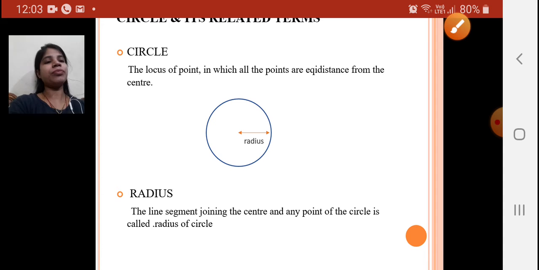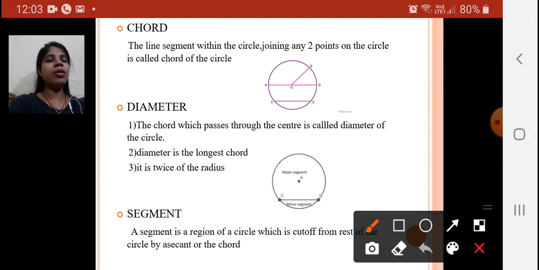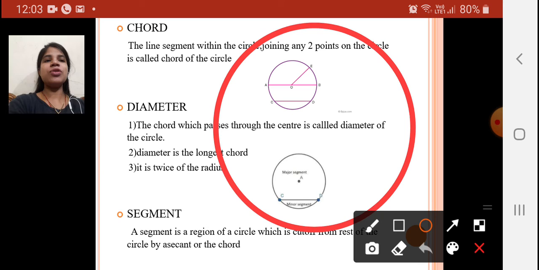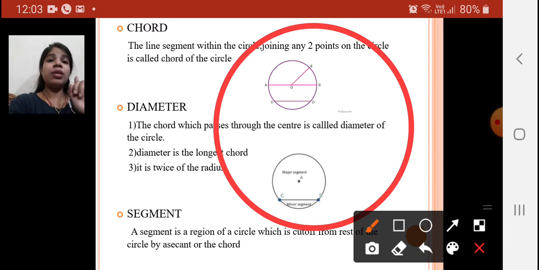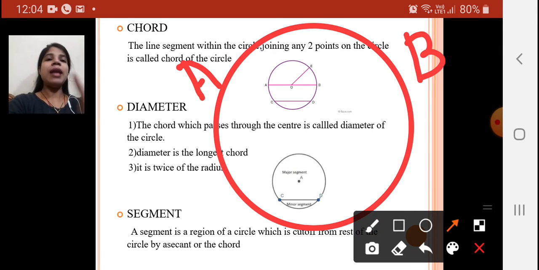Now the third terminology is a chord. So here in a chord we have a circle. In that circle we have 2 points. Point A is here and point B is here, and the line segment that joins these points within the circle is known as a chord of the circle.